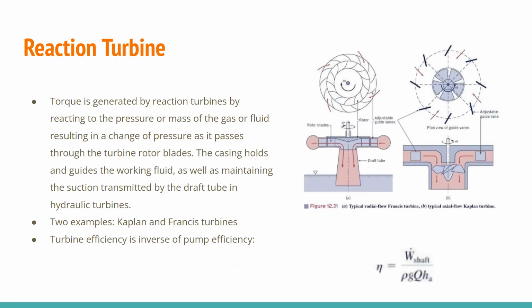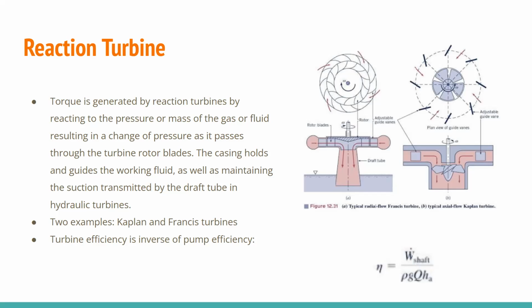The velocities in the reaction turbine are often much lower, and the entering blade relative velocities are almost axial. Compared with impulse turbines, reaction turbines are much more efficient at higher speeds. And there's two types of reaction turbines: the Kaplan and the Francis.